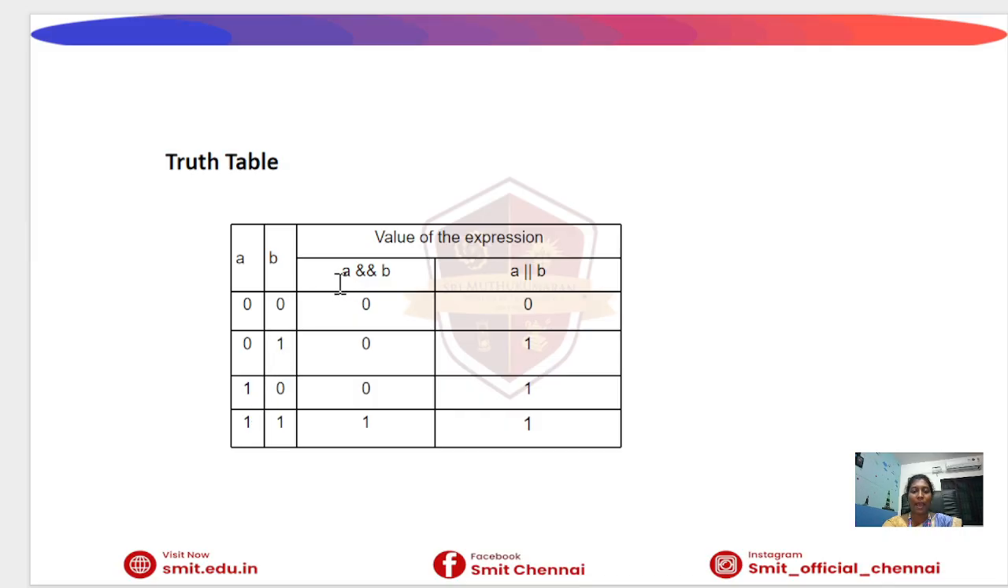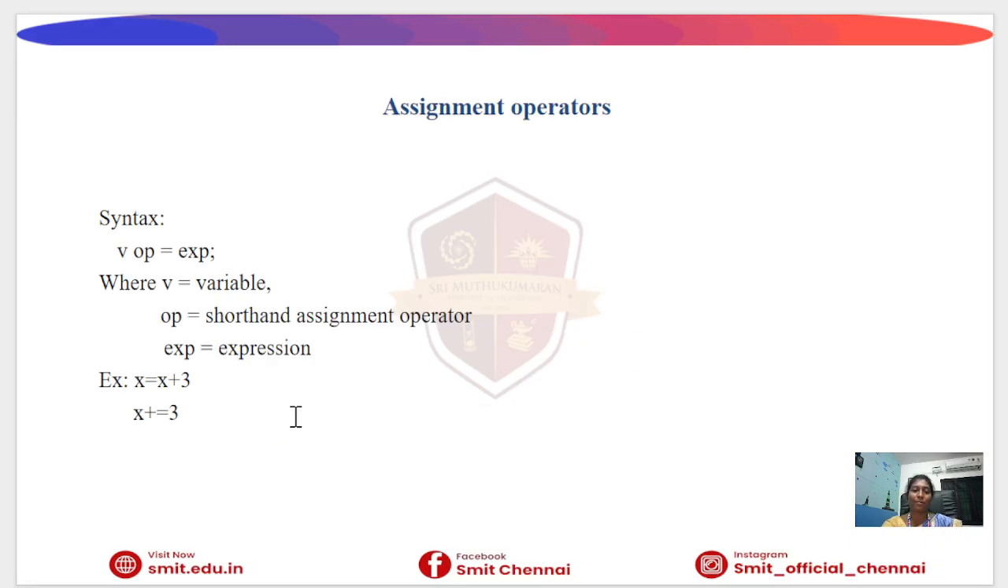For A and B, perform multiplication. So 0 into 0 is 0, 0 into 1 is 0, 1 into 0 is 0, and 1 into 1 is 1. And what is this? The OR condition. OR means logical addition. 0 plus 0 is 0, 0 plus 1 is given as 1, 1 plus 0 is also given as 1, and 1 plus 1 is also given as 1.